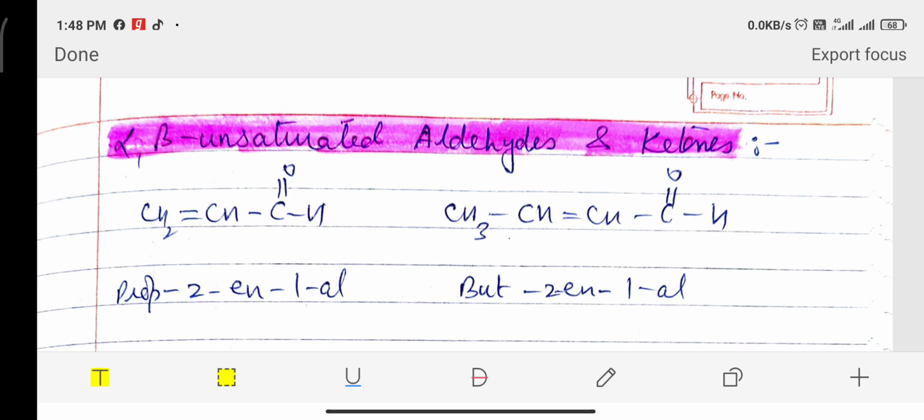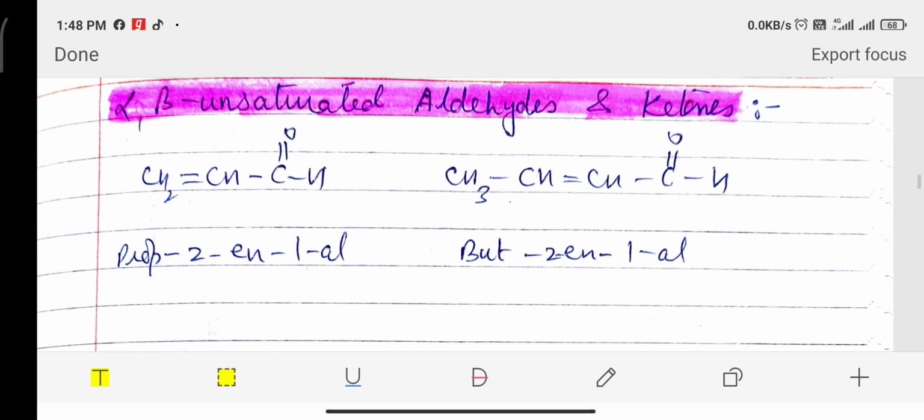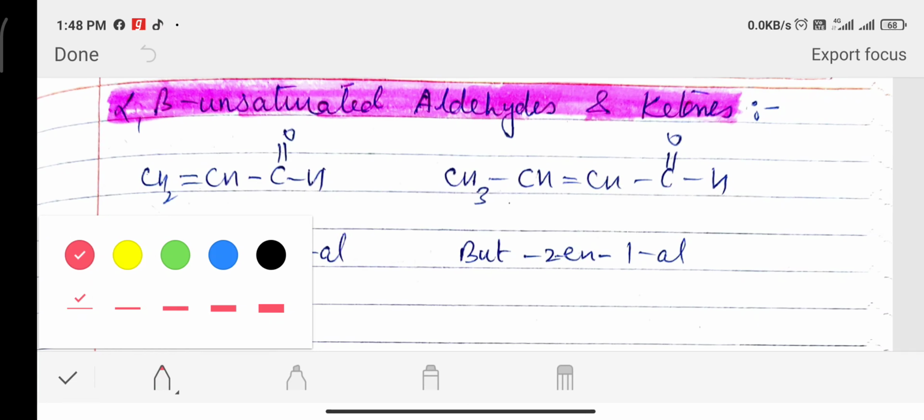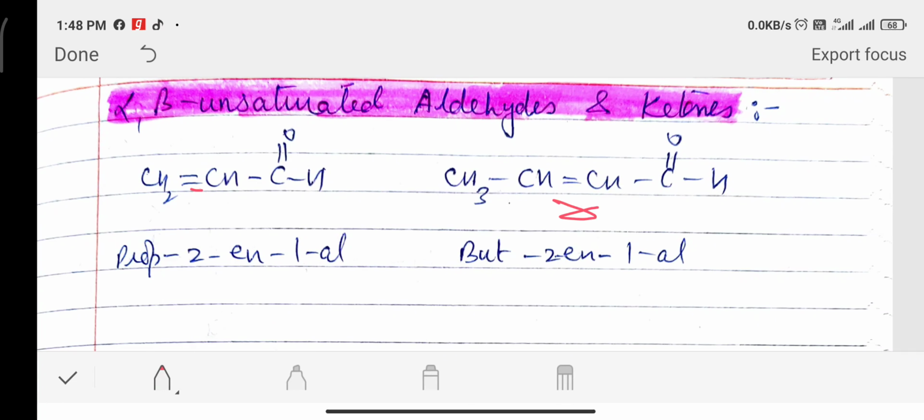Now the next is alpha beta unsaturated aldehydes or ketones. These are aldehydes and ketones in which a double bond is present at the alpha beta position, that is, this is the alpha carbon, this is the beta carbon, and between the alpha carbon and beta carbon a double bond is present. So these are alpha beta unsaturated aldehydes and ketones.